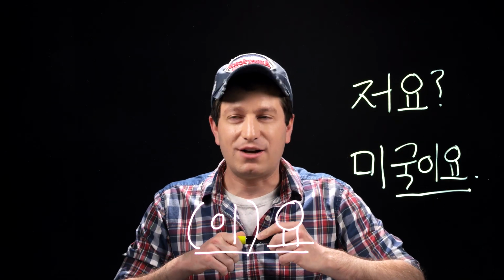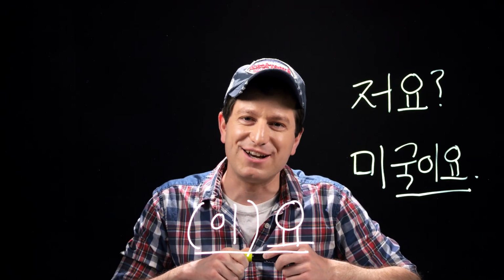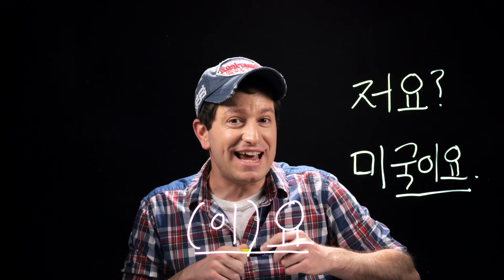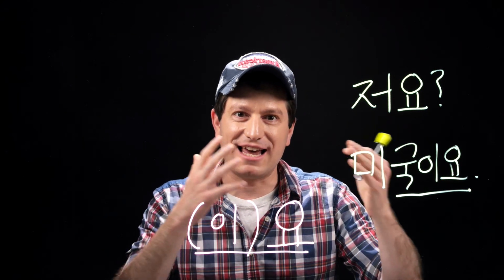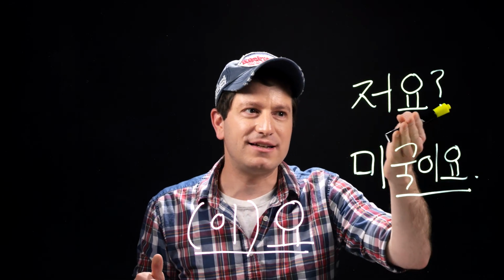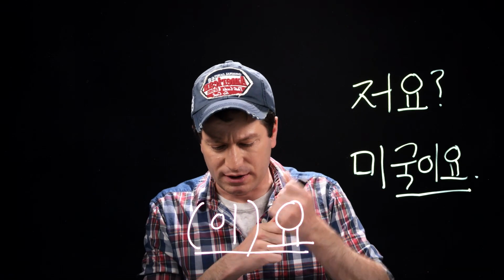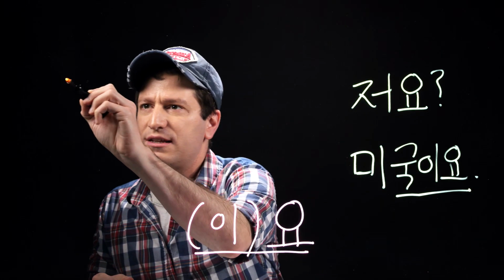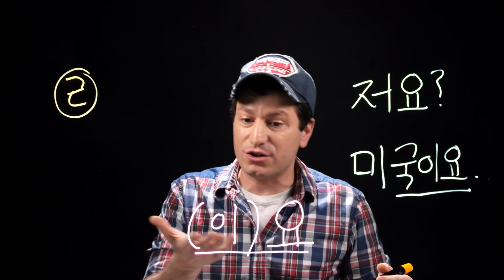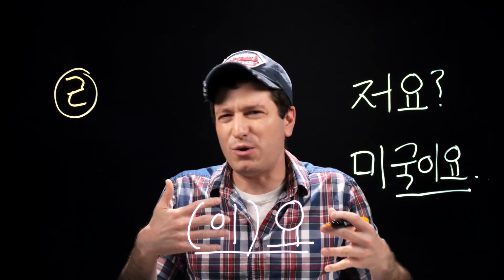And nearly, I'll say nearly just because there might be someone out there who doesn't do this, but nearly every single Korean person does it like this. 이요 after a consonant, 요 after a vowel. Now, there are some exceptions, however. If a word ends with this letter, you can use either 이요 or 요, and they both sound okay.